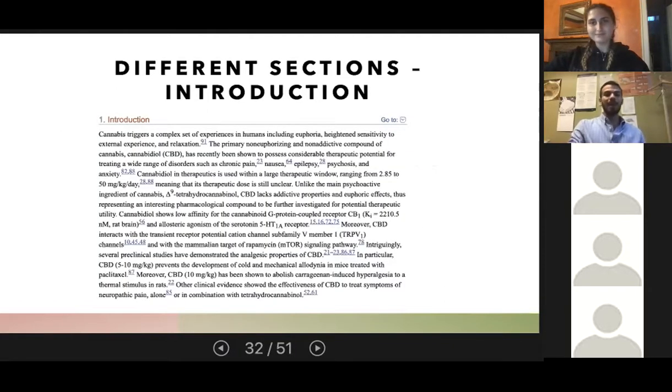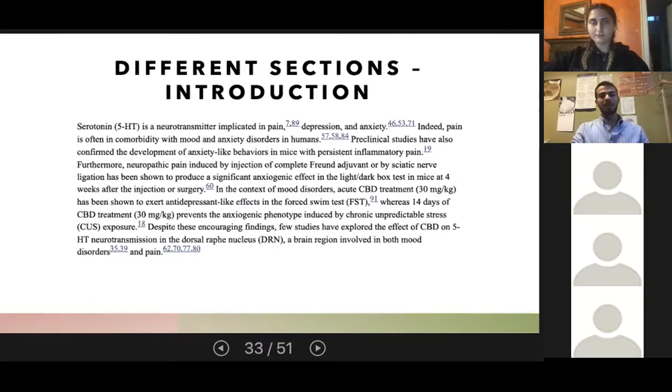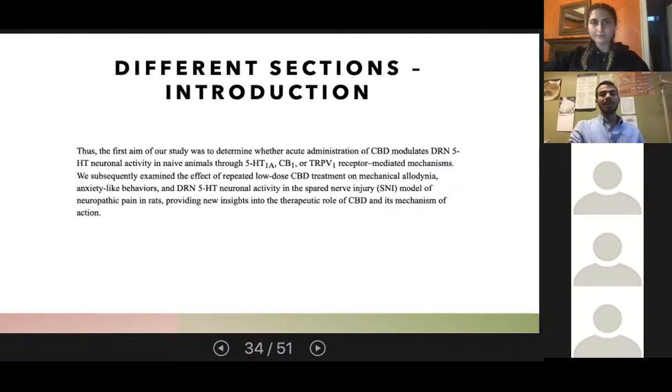So if we remember the abstract of the paper, we'll see that this introduction gives us background information about the different topics that came up in the abstract. In this part of the introduction, the authors talk about CBD and which receptors it binds to. In this part, they talk about serotonin and its implications in pain. And in this last part, the authors explain the structure of their project and which scientific questions they're attempting to answer. So the introduction is essentially the abstract minus the results, just blown up.